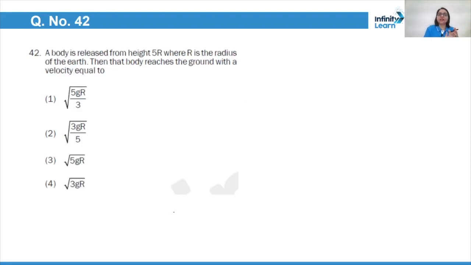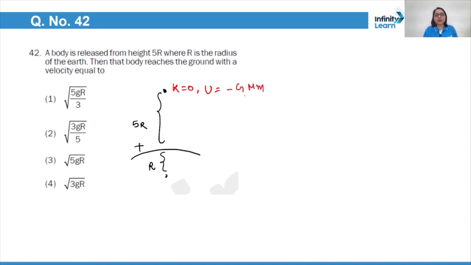A body is released from height 5R, where R is the radius of the earth. Then that body reaches the ground with a velocity equal to. So this is the surface of the earth. It is released from a height of 5R, and from the center its distance will be 5R plus R, 6R. When it is released, its kinetic energy is 0. Only potential energy is there, which is minus GMm divided by R plus h. So it will be 6R.